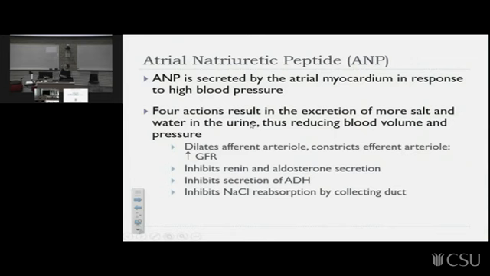It inhibits renin and aldosterone secretion. So renin is what comes from the kidneys that helps angiotensin 1 to turn into angiotensin 2. It inhibits the secretion of the antidiuretic hormone and inhibits sodium reabsorption by the collecting duct too. So we've got the ANP, which works in response to high blood pressure. So by doing this, we want to get more fluid out of the body. So it's increasing the rate of urine formation, so we can get it out of the body and bring blood pressure back down to a normal resting rate.